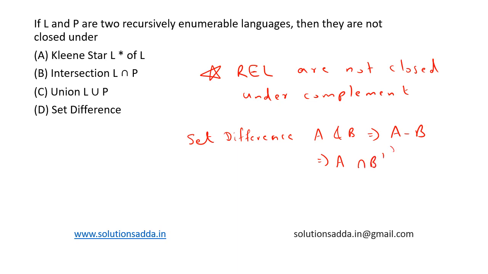So, since there is a complement here, set difference between L and P, that is L minus P, will be equal to L intersection P complement. Since recursively enumerable languages are not closed under complement, set difference between L and P, which are both recursively enumerable languages, is also not closed. So option D, set difference, would be the correct answer here.